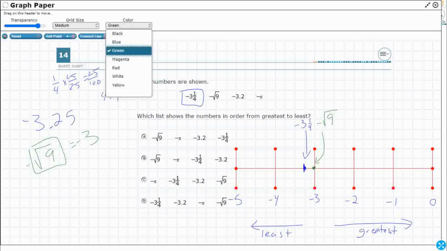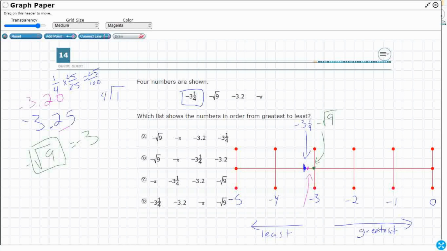And let's do this magenta right here. Now, -3.2, all right. This is -3.25, so -3.2 is going to be -3.20, which means it's going to be right there. It's going to be a little bit closer to 3. 3.20 is a little bit smaller than 3.25. So I'm going to put that right there, -3.2.